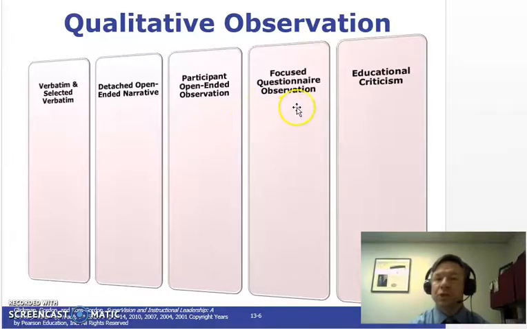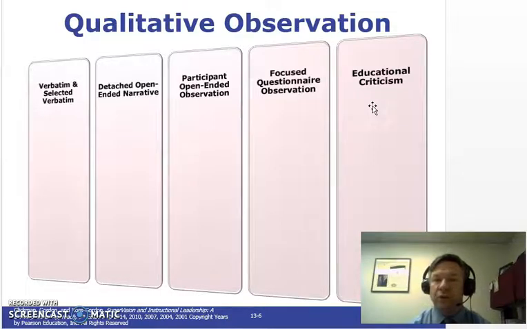A focus questionnaire observation is essentially key questions or key elements. That's when you're looking at some of the checklists, which we'll talk about, like Danielson, where they have very specific information for what we want to observe in a lesson or in an athletic practice. And then educational criticism is essentially that idea of being the connoisseur. And I would also say that administration currently has that essence as well.